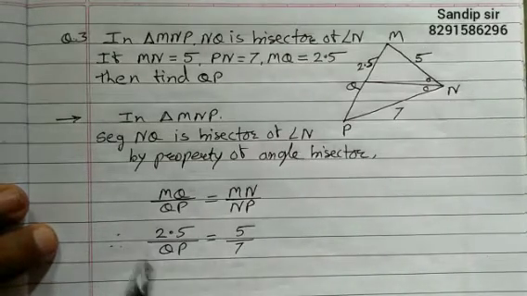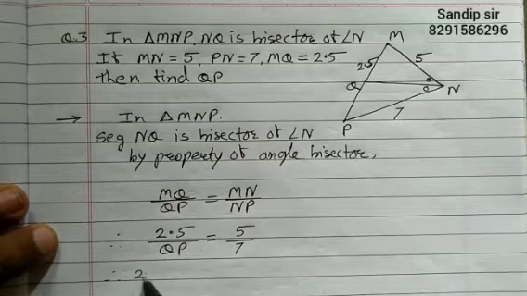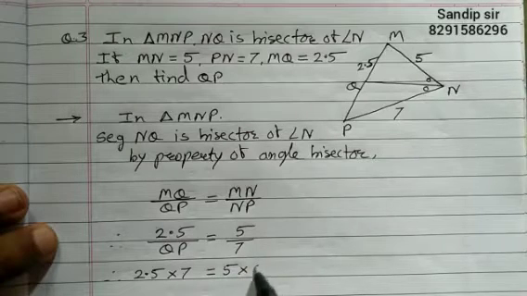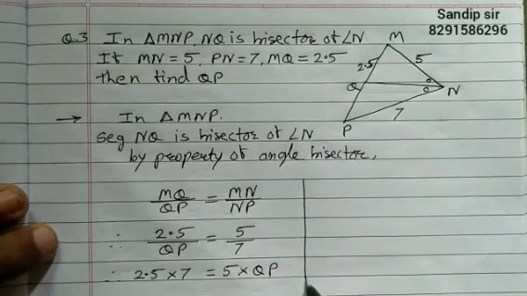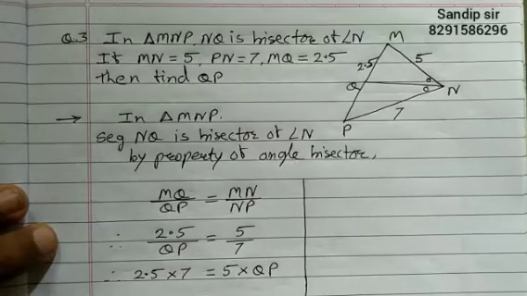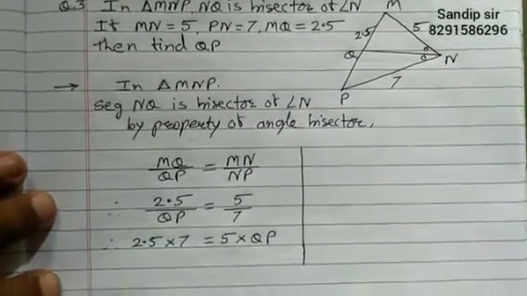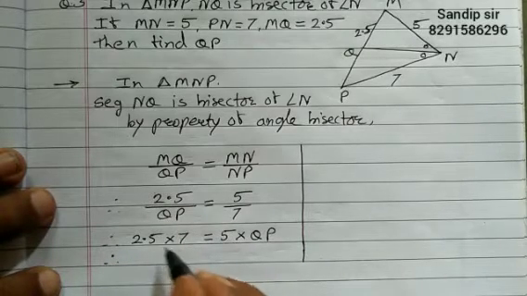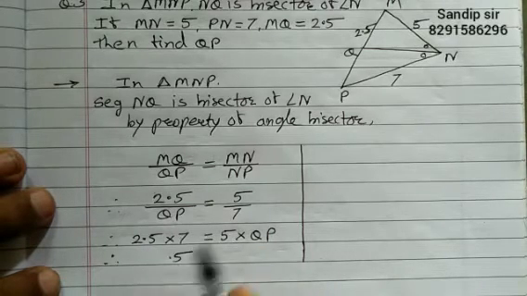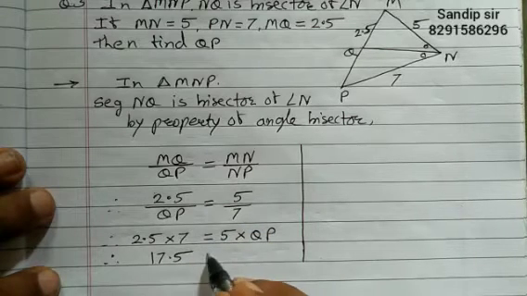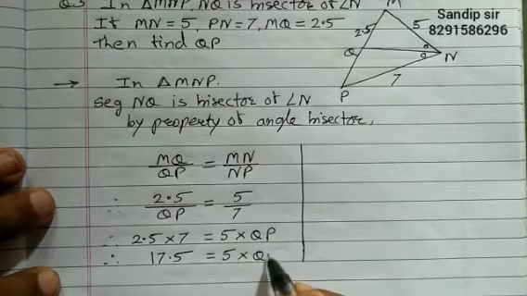Now we do the cross multiplication here. So we get 2.5 into 7 and 5 into QP. What is the product? I write here now. You do not write here. We write exactly below the product. So what is the product we get here? 7 5s are 35. Carry forward 3. Decimal point. 7 2s are 14. 14 and 3, 17 is equal to 5 into QP.